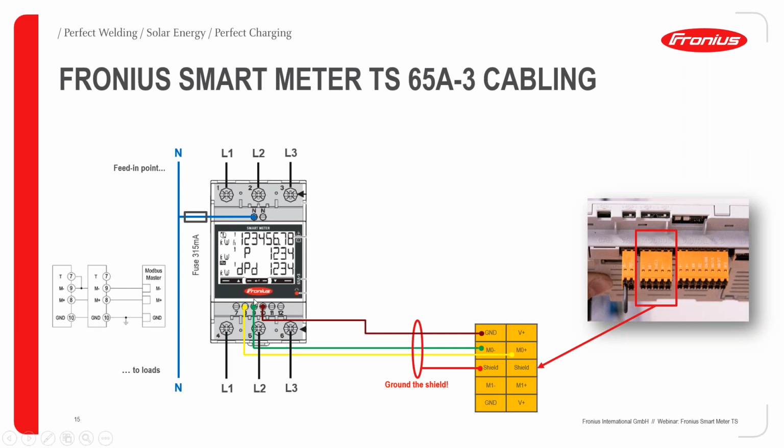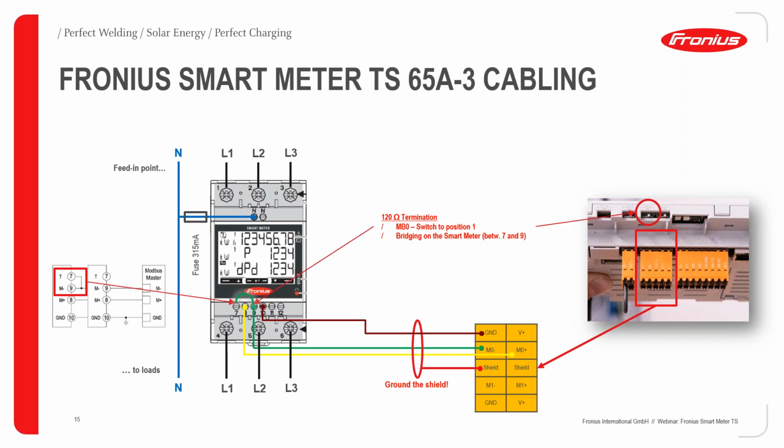Yeah, and on the Smart Meter TS, we then have our 3 connection points as well. And then there are actually 3 important things to consider for the best data communication. The first one is use a shielded cable. That's what we can see here. Use a shielded cable for this data communication and ground the shield on one side. It's possible to do this on the Gen 24 inverter. It has this specified shield connection point here.